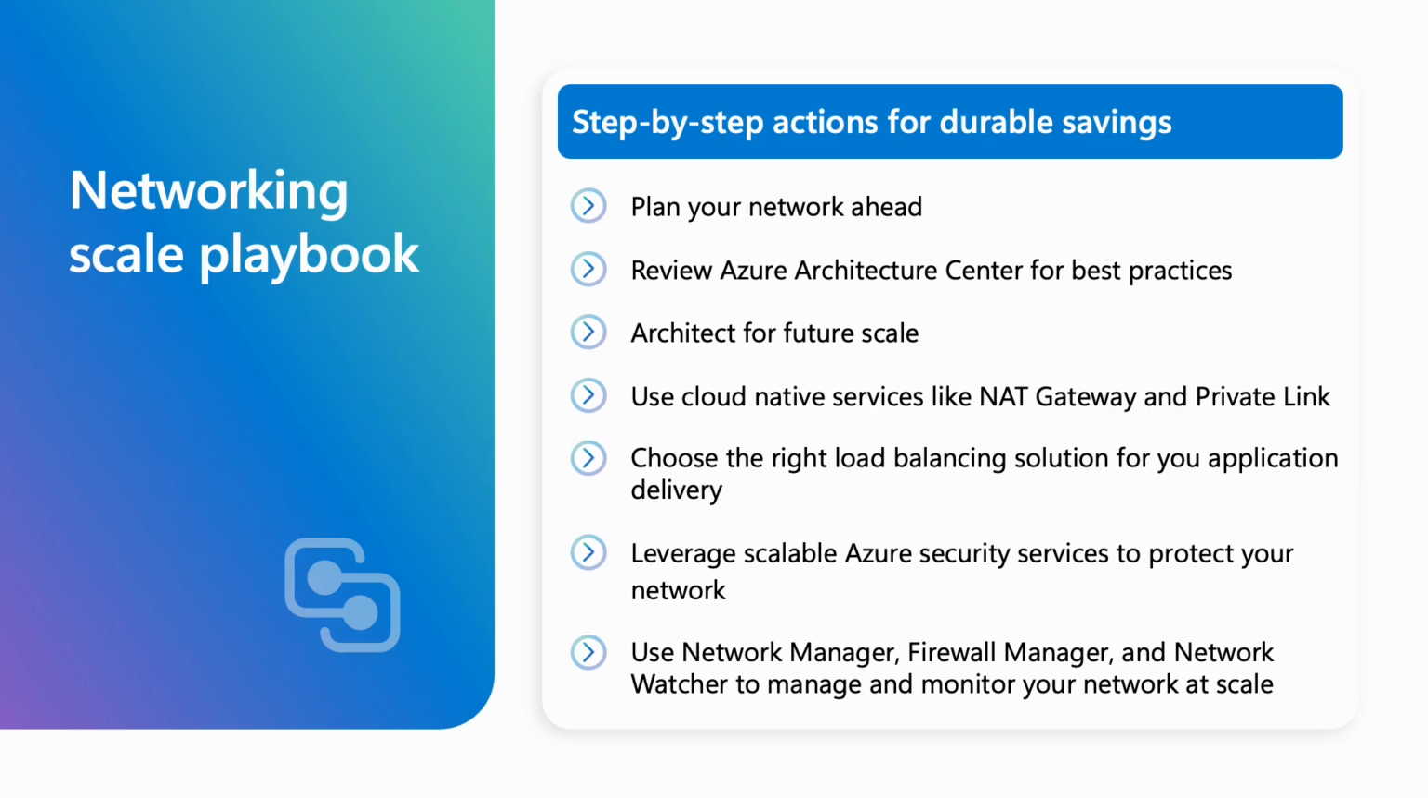Similarly, I recommend using cloud native capabilities like NAT Gateway for egress, Private Link for connecting to PaaS, and Azure Firewall for security. Also, choosing the right load balancing solution for delivering your application, whether it's Application Gateway or Azure Front Door or Traffic Manager or load balancer, whichever meets your application needs, and there's no restriction from layering this all together. Finally, use a monitoring and management solution to manage your network at scale.